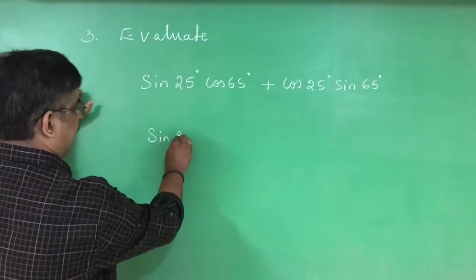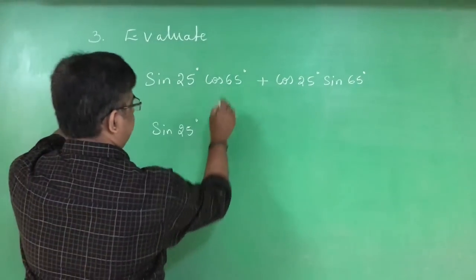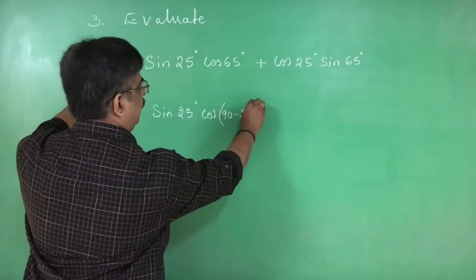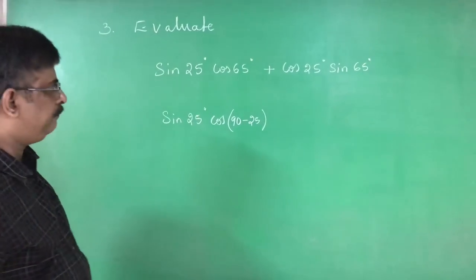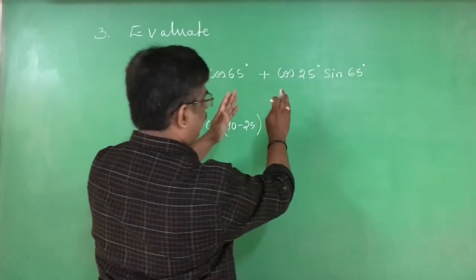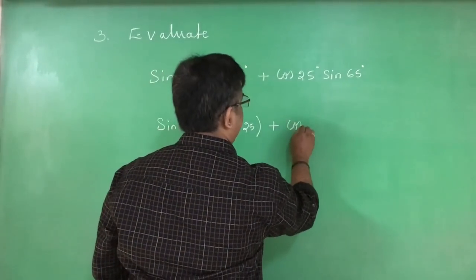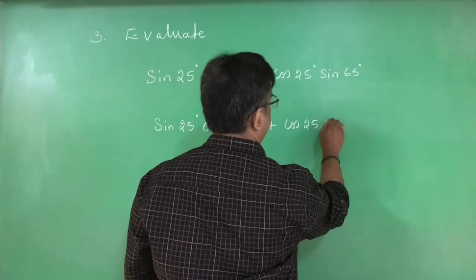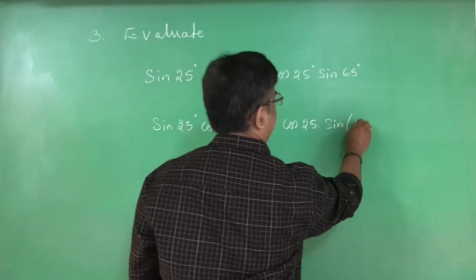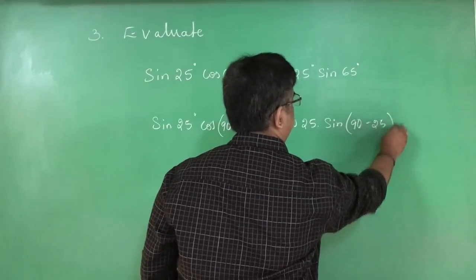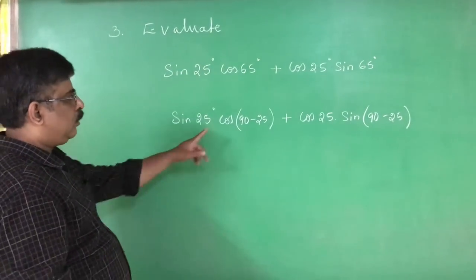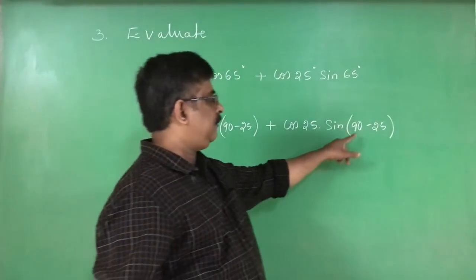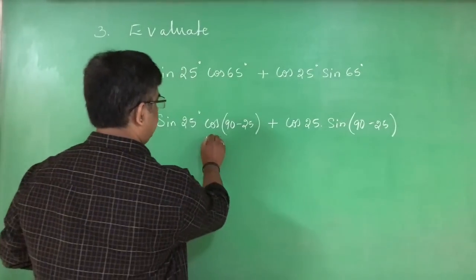Sin 25 as it is. Cos 65, I write cos 90 minus 25. 90 minus 25 is 65. Plus, here I keep the cos as it is, cos 25. I change the sign: this becomes sin 90 minus 25. We all know that cos 90 minus theta is sin theta, and sin 90 minus theta is cos theta. This has to be changed.